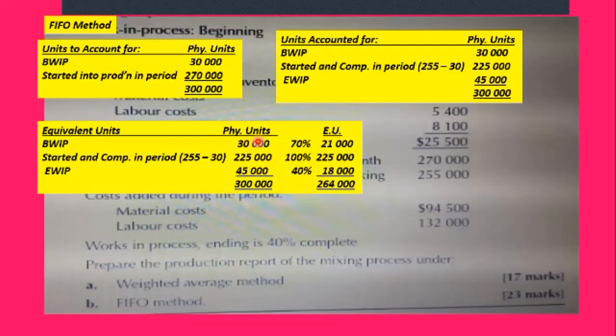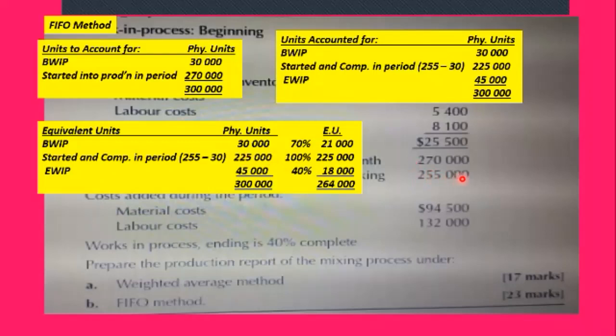Notice it was 30% complete at the beginning of the period, so it means 70% would have been completed during our period, and that is what you're interested in. Started and completed in the period, right? So only 70% of it, and 70% of 30 will give you 21,000 units. Those that were started and completed during the period, the emphasis is on both words. They have to be started as well as completed during the period to be included in this 225 here.